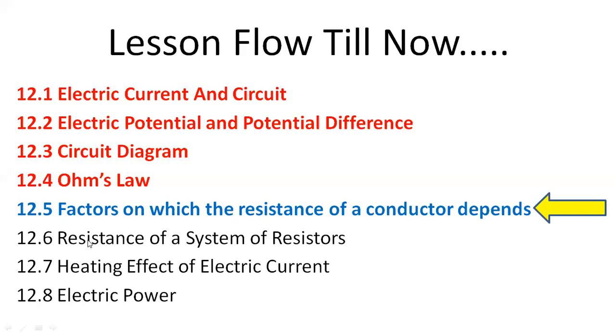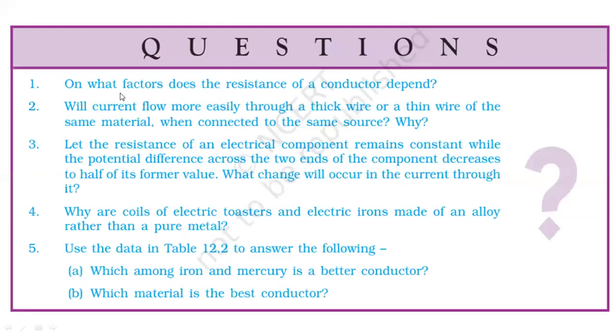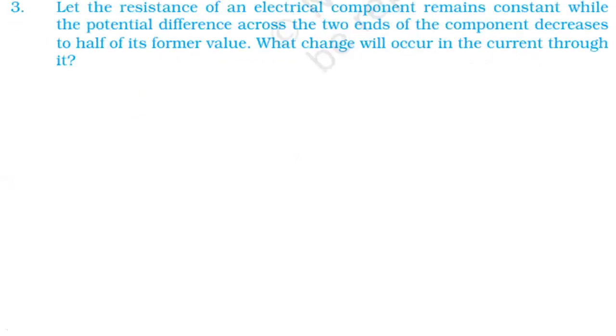that is 12.6. So last time I think we had completed two, that first, factors on which resistance depends, and problem of thin and thick wire. So both things we have seen. Today we are going to go with the third one, that is let the resistance of electrical component, that question. So let me go to that question first. Yes. So this is the question they are saying.